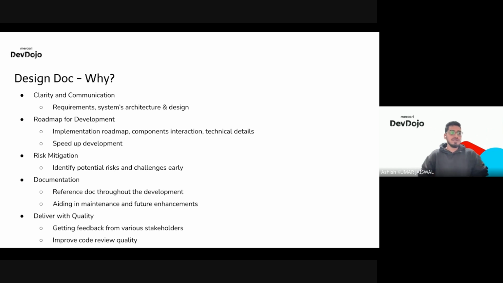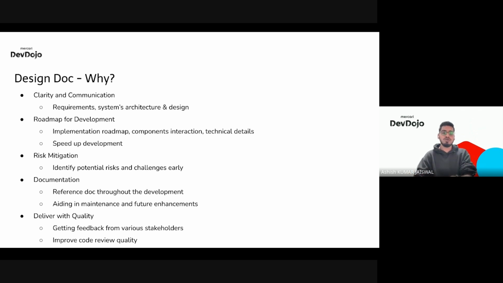And also it helps a lot with delivering with quality, because after writing a design doc, you get feedback and review from various stakeholders, like product managers, other engineers, and QA members as well. Because you've gotten a lot of feedback, you have improved your design doc. So it will improve the development speed going forward, because in the design doc you mentioned the development plan, implementation details, and architecture.